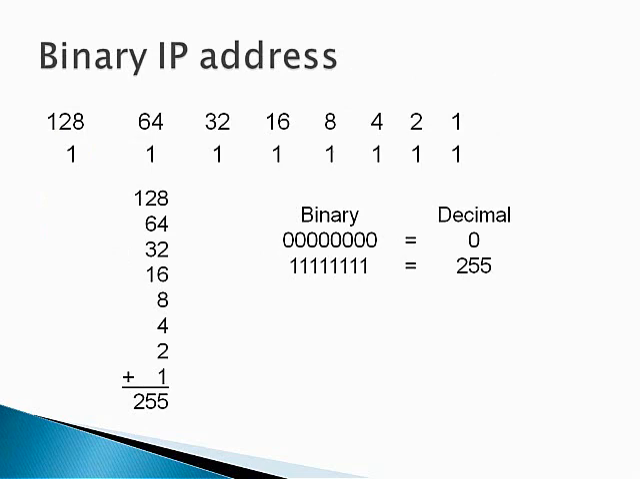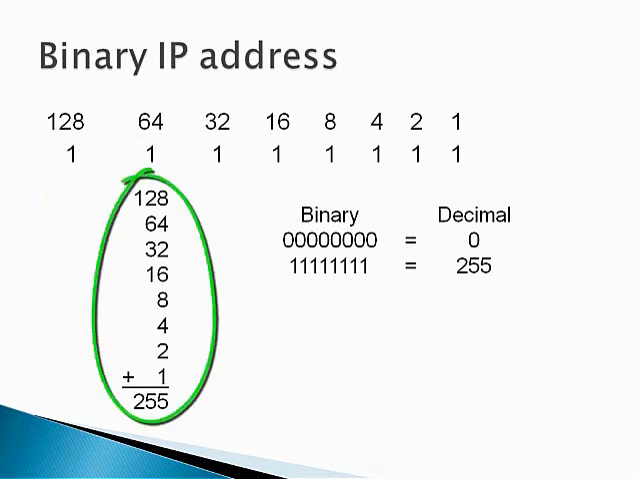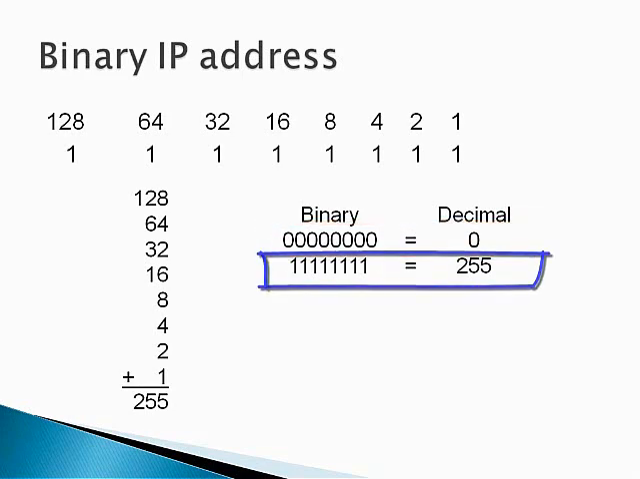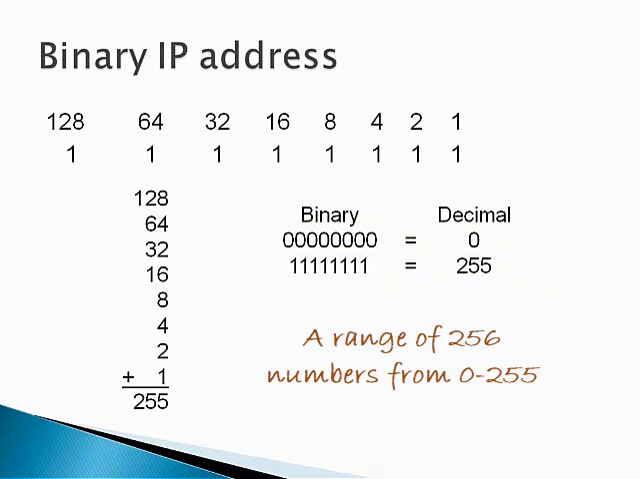Binary IP address. We have our binary truth table up there and all the ones that are turned on. If we add them up on the side here, 128 plus 64 plus 32 plus 16 plus 8 plus 4 plus 2 plus 1 equals a grand total of 255. If they were all zeros, the decimal equivalent would be 0. If they're all ones, 255. That's a range of numbers. There's a total of 256 numbers there. Most people don't like to count 0 numbers.